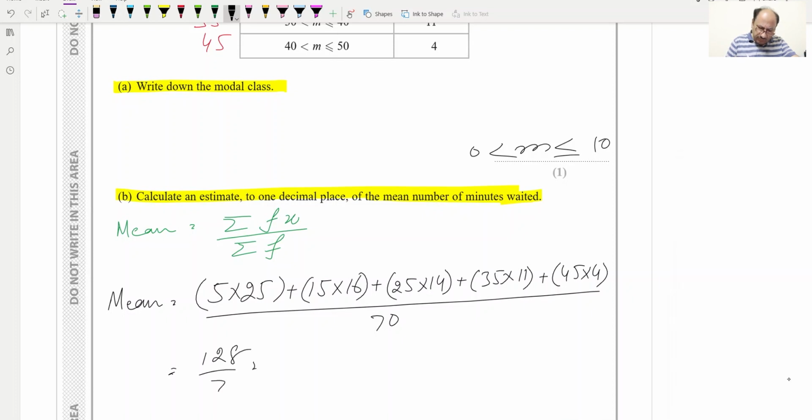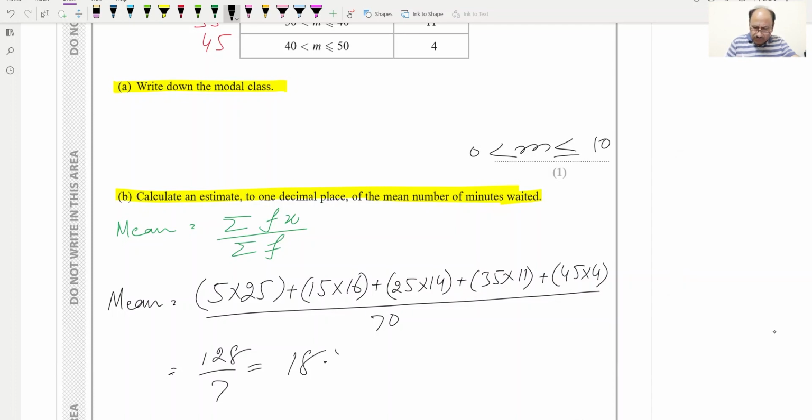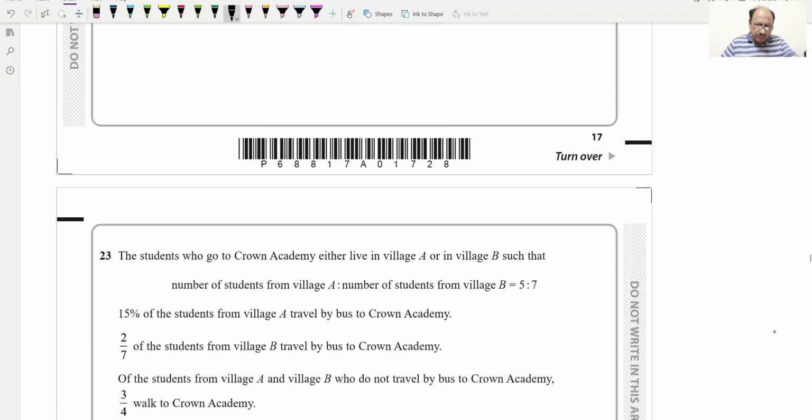128 over 7. Decimal value also we can check. The decimal value will be 18.2857. They are saying up to one decimal place, so we can write 18.3. So 18.3 will be our final answer. This will be minutes, so 18.3 minutes. That was a 3-mark question which we have done.